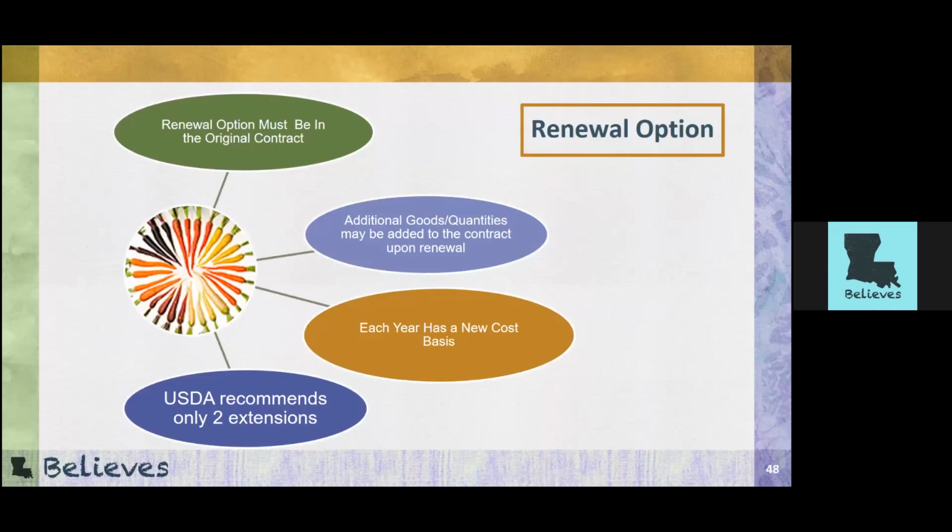You can also put in your contract and your procurement plans that you may want to renew a contract for an additional year. The additional goods and/or quantities may be added to the contract upon renewal using a contract amendment. Each year of a renewed contract has a new cost basis. So if you added additional goods during this year to a contract, you would add it to your cost basis for the next year's contract. But USDA does recommend that contracts not be extended for more than 3 years.